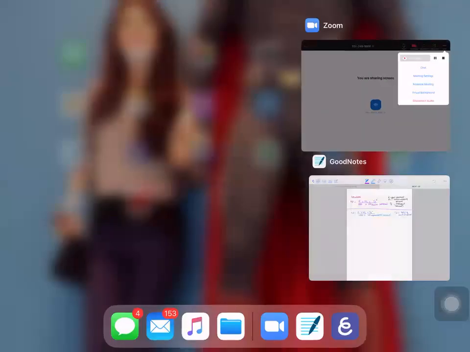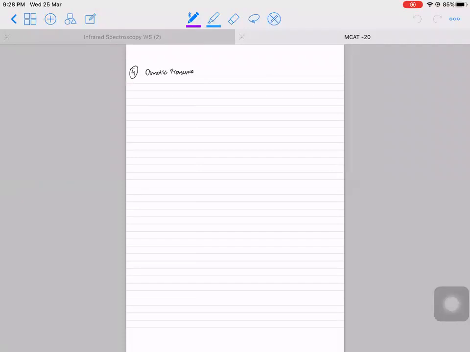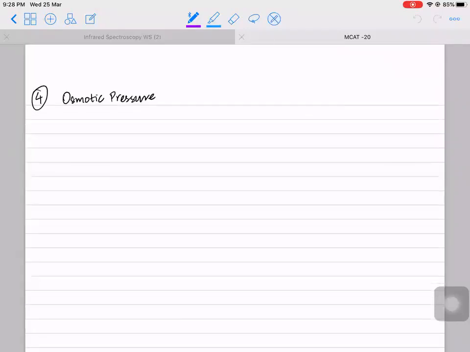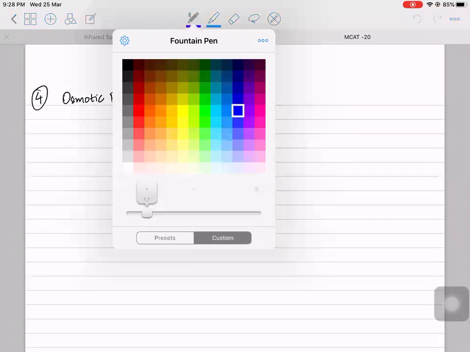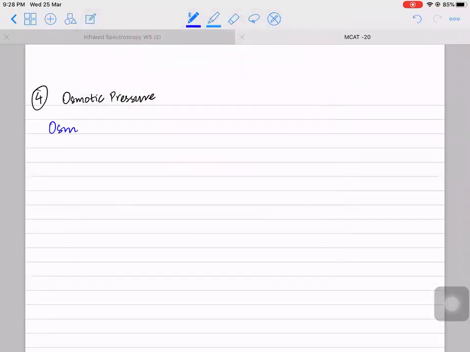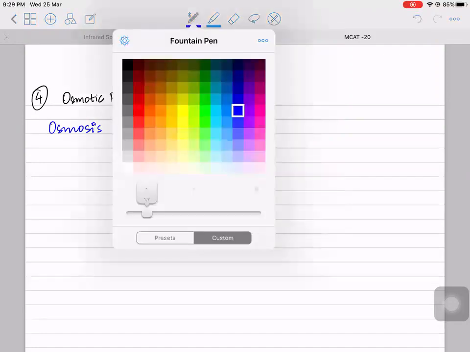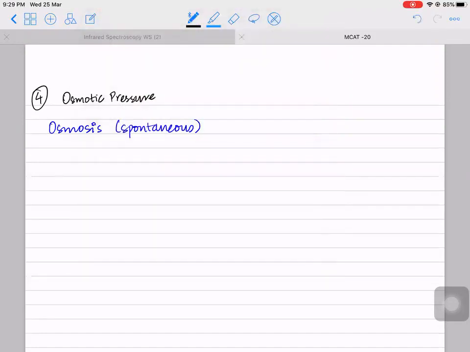Now we're going to move on to the last property, which is the osmotic pressure. Before we do osmotic pressure, since you already know what osmosis is, I'm going to go over it very quickly. Osmosis is a spontaneous process. And what is osmosis? Osmosis is basically when water travels from an area of low concentration to high concentration of solution, right?